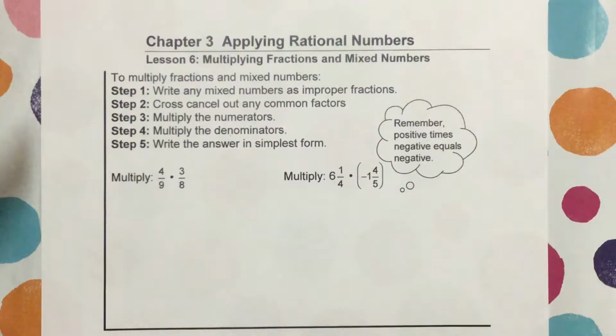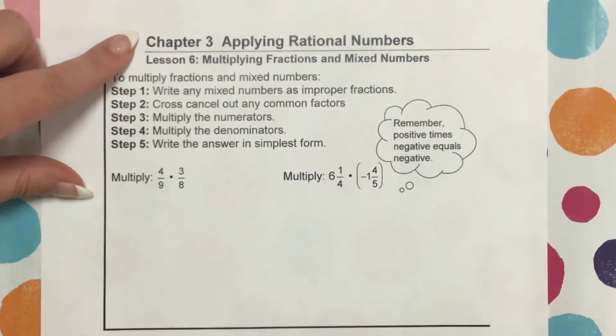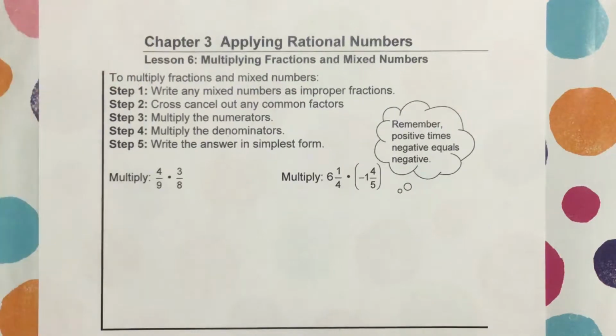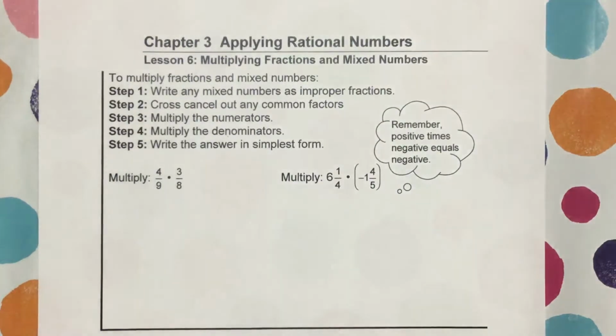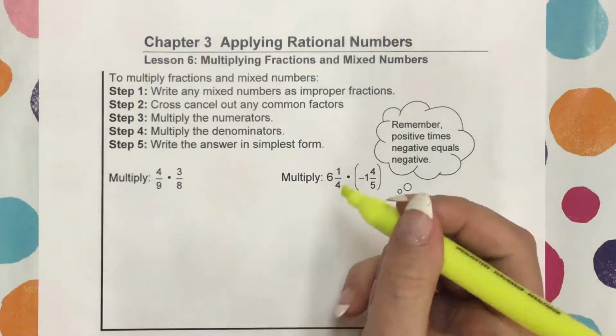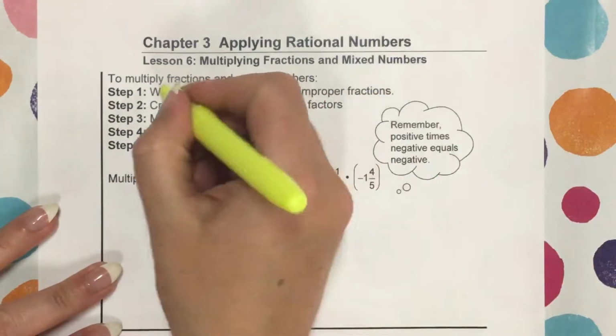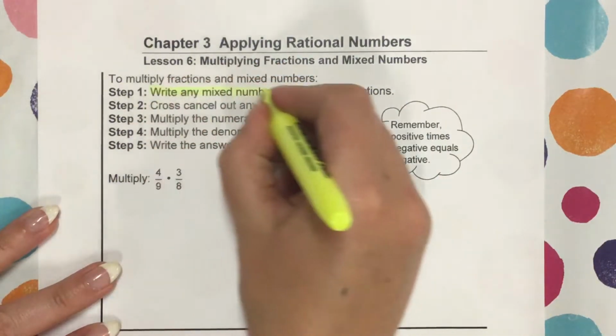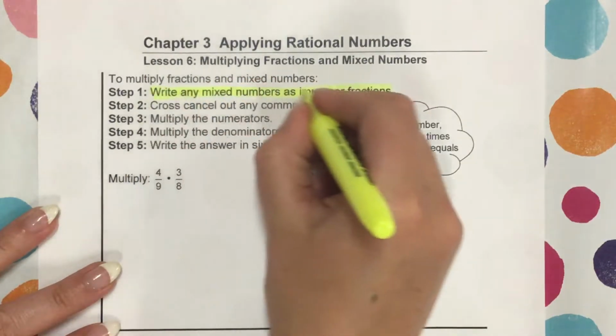Hello, hello, hello. We are back with Chapter 3, Applying Rational Numbers, and today we're talking about Lesson 6, Multiplying Fractions and Mixed Numbers. To multiply fractions and mixed numbers, there's a variety of steps.